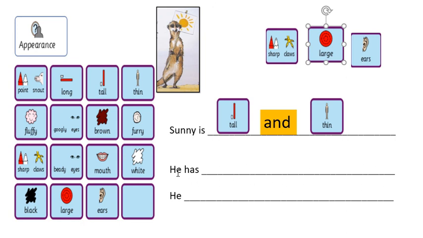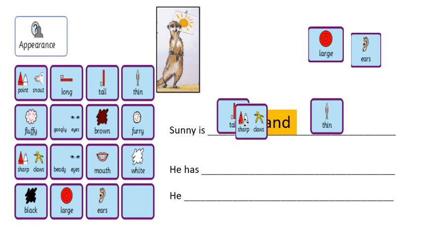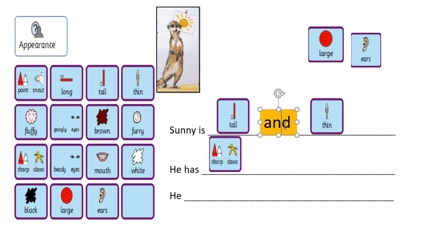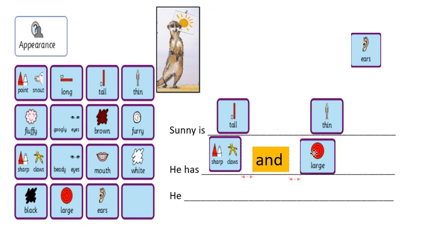So let me look at this sentence starter, which says he has. So I could say he has sharp claws. I'll put that there. To use my conjunction here, and, I'm going to join that to large ears. So I'm describing what kind of ears he's got.